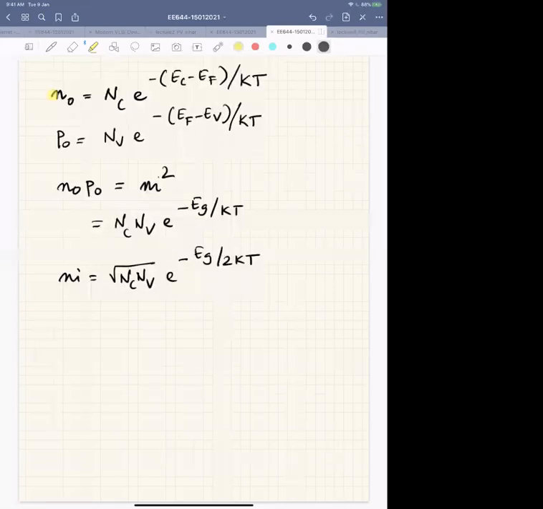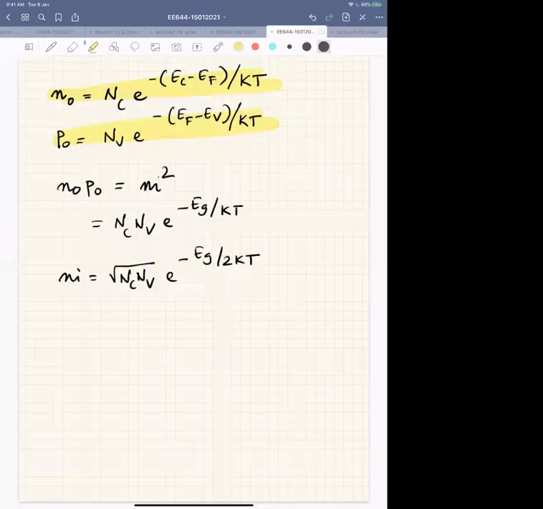N0 is the electron concentration in the intrinsic semiconductor. This is Nc e to the minus (Ec minus Ef) by kT. Here Nc is the effective density of states, Ec is the conduction band, and Ef is the Fermi level. Similarly, P0 is the intrinsic hole concentration. This is Nv exponential minus (Ef minus Ev) by kT. Again, Nv is the effective density of states in the valence band, right?